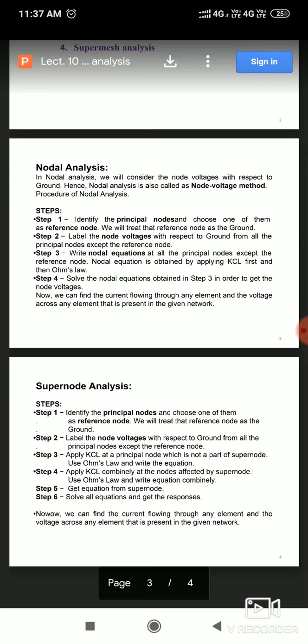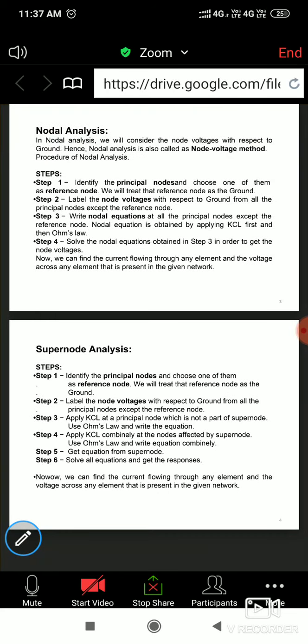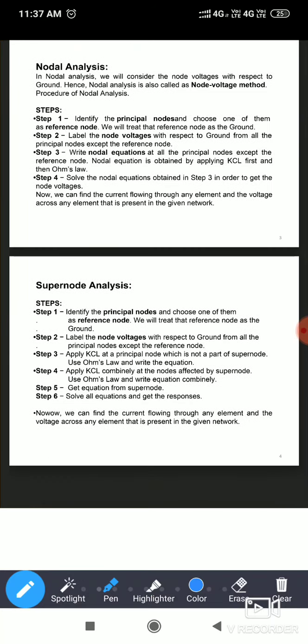So to solve such a problem, we are going to use the next method, and that next method is nothing but supernode analysis. Here 6 steps are there. 2 steps are added to the nodal analysis. So there are 6 steps, and we are going to discuss these 6 steps one by one.